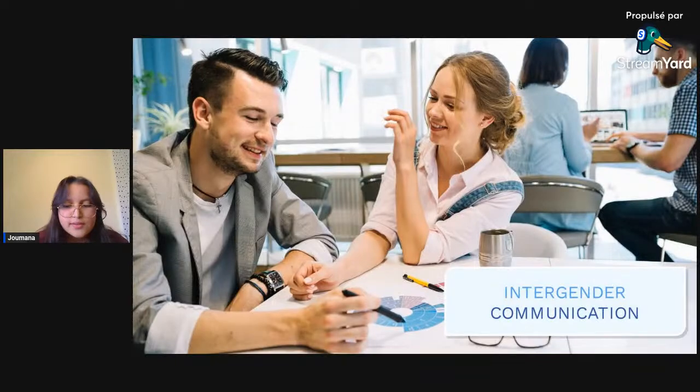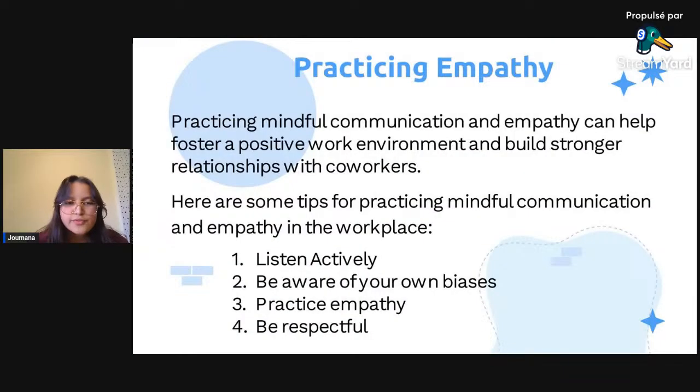So now I'll move to my second point, practicing empathy. In the workplace, practicing mindful communication and empathy can help foster a positive work environment and build stronger relationships with coworkers. It involves being present and attentive during conversation, listening actively, and responding truthfully. Here are some tips for practicing mindful communication and empathy in the workplace.